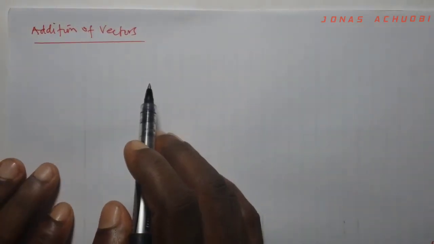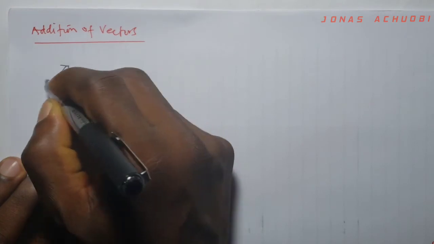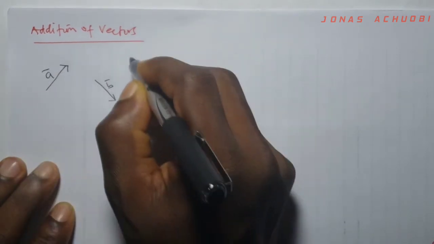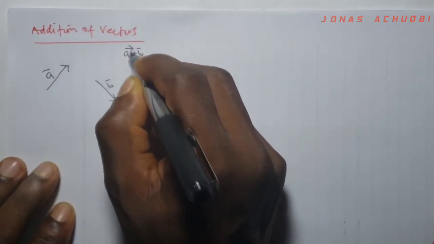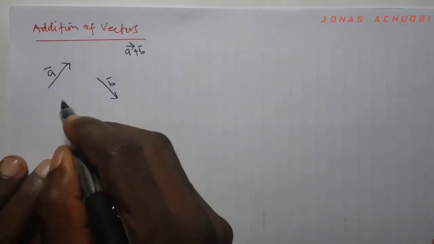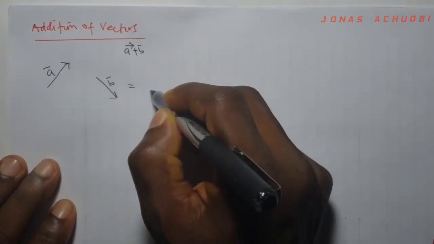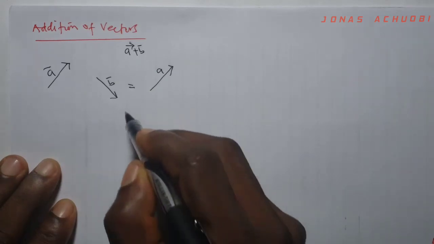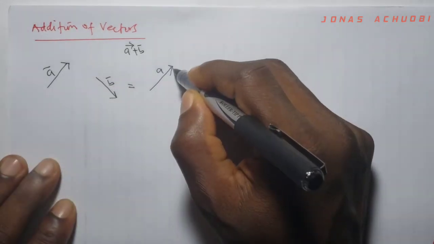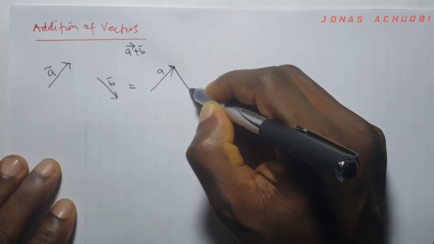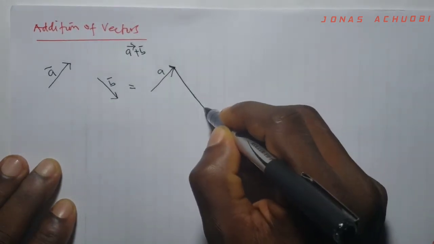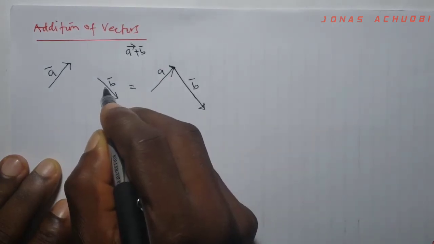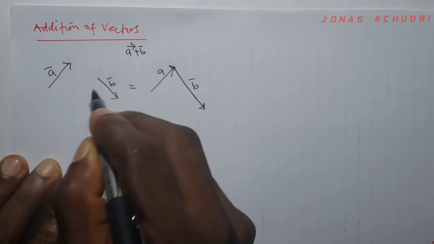Addition of vectors. Now if we have a vector, say vector A, and another vector, vector B, is it possible to add vector A and vector B? Yes, it is. Vector A is a vector and vector B is a free vector. So we can displace vector B and bring it to join vector A so that its starting point is at the tail of vector A. Please take note, this vector is the same as this vector, that is a free vector. So it has the same length and exactly the same direction.